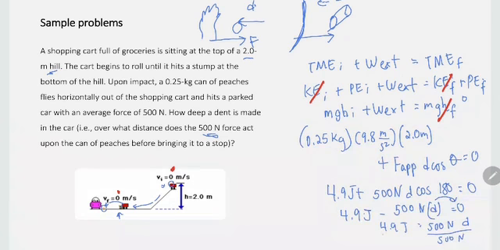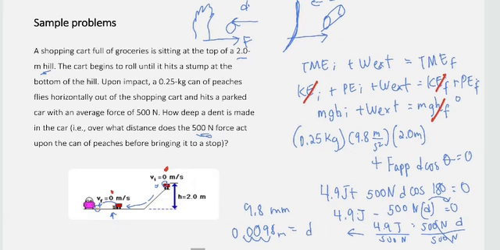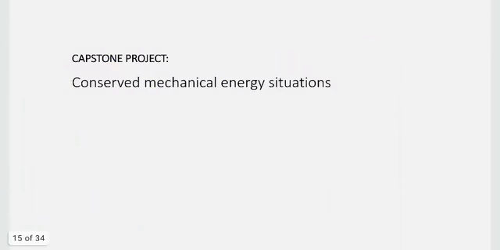Divide both sides by 500 newtons to get the displacement, which will be, okay, 0.98 meters, or 9.8 millimeters. Okay, that will be the dent na may iwan sa car. I will see you on the next video lecture when the mechanical energy is conserved. What will we do with our equation and how do we solve it?